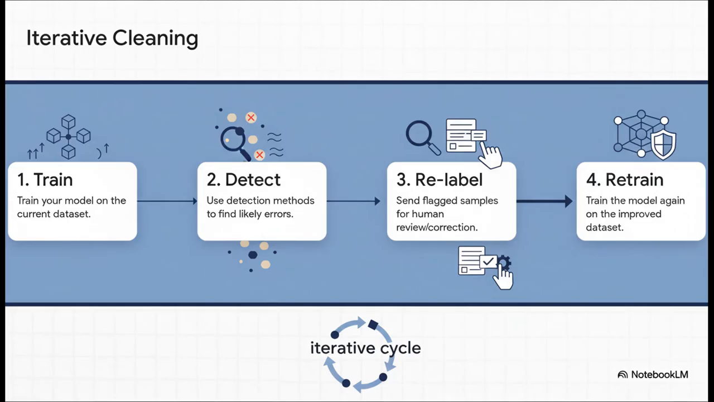Now, this isn't a one-and-done fix. The best approach is a continuous cleaning cycle. You train your model, you use those detection methods to find likely errors, you send the flagged data for a human to review and fix, and then you retrain on that cleaner dataset. You just keep running that loop, and each time, your data gets a little bit tougher to attack.